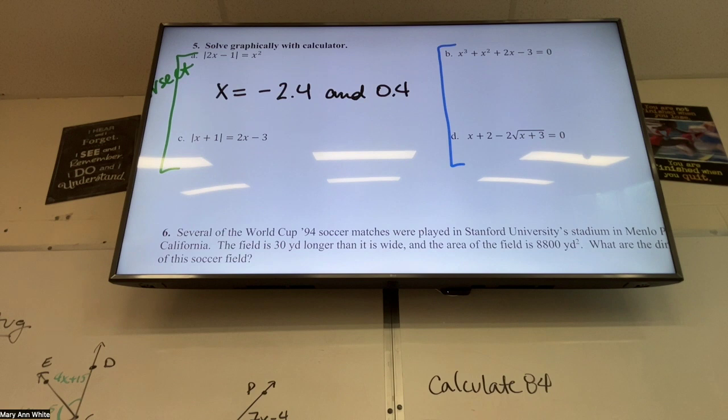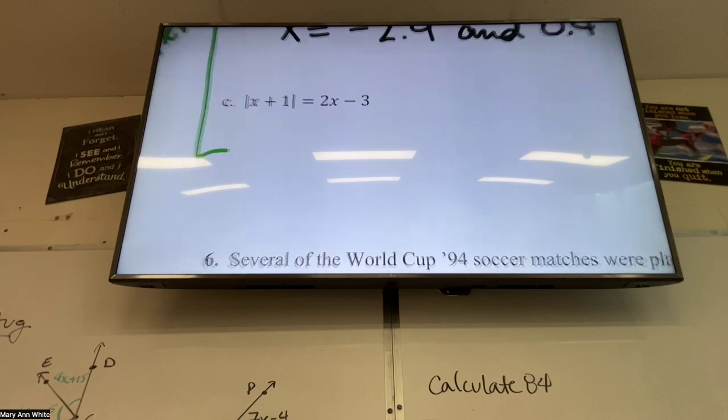I'm going to go plug it in my calculator. But when I go to my calculator, find the zeros. Since it's equal to 0, I don't have a y1 and a y2 where they're going to cross. I'm just going to find the zeros. Okay. So recognizing how it's set up means that I'm going to set it up different ways in my calculator. So I'll go do letter C now.